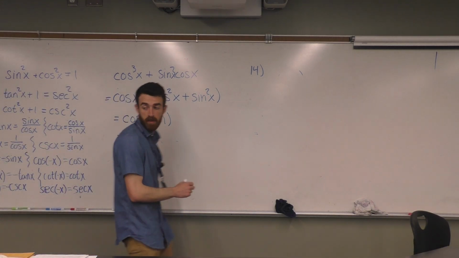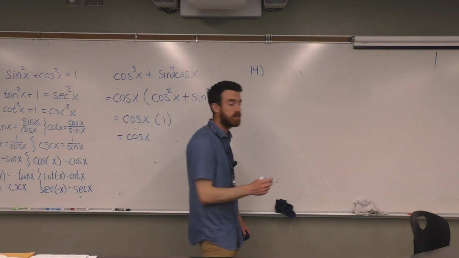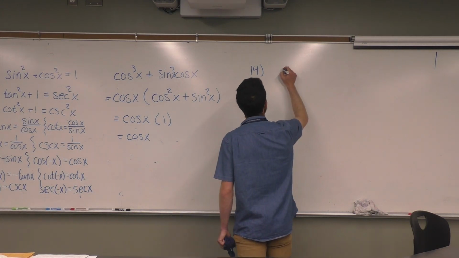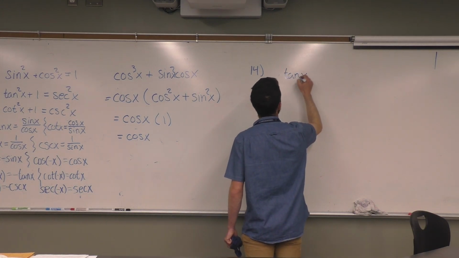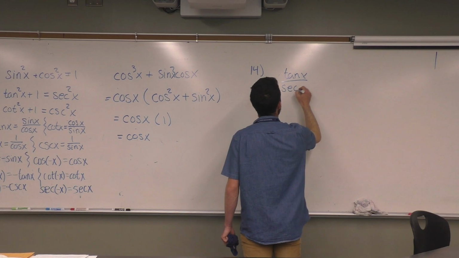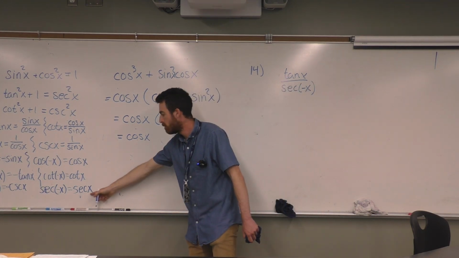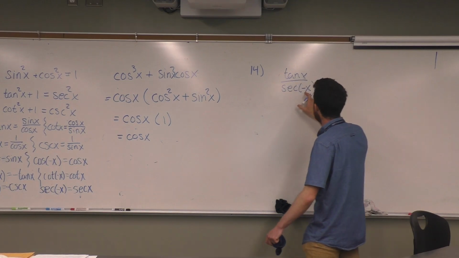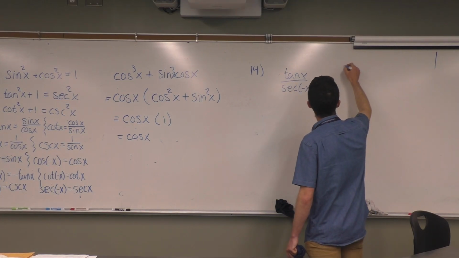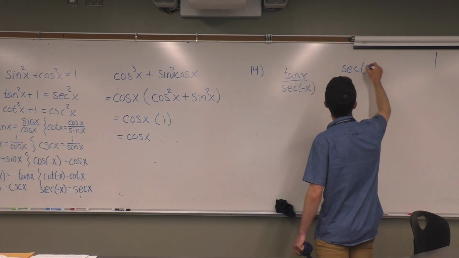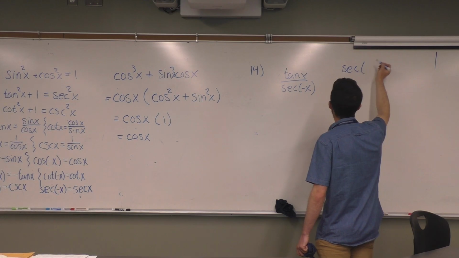Okay, so this one has tan of x over secant of x over secant of negative x. Well, we have an identity for that. We want to think about whether it's even or odd. For example, like I said, secant of, should it be in radians? Yeah.